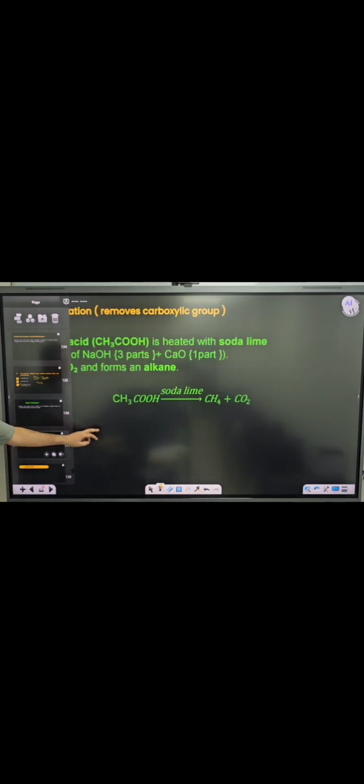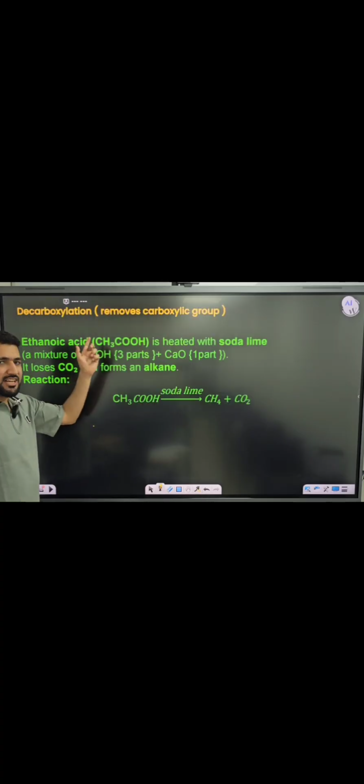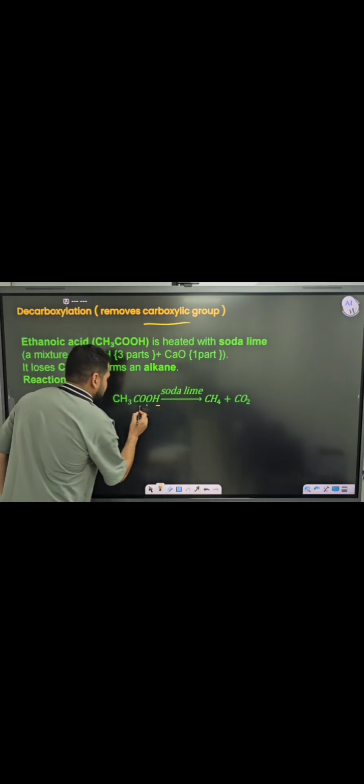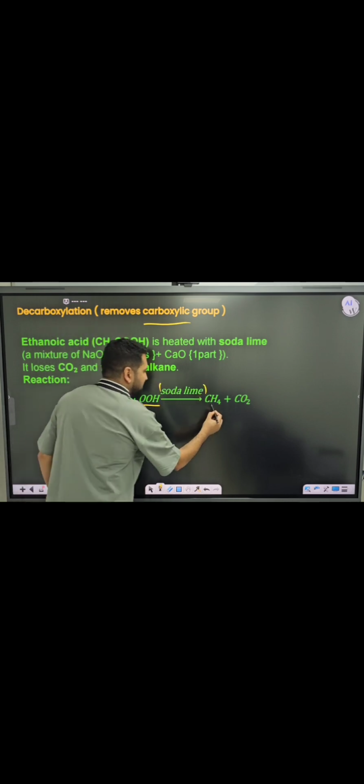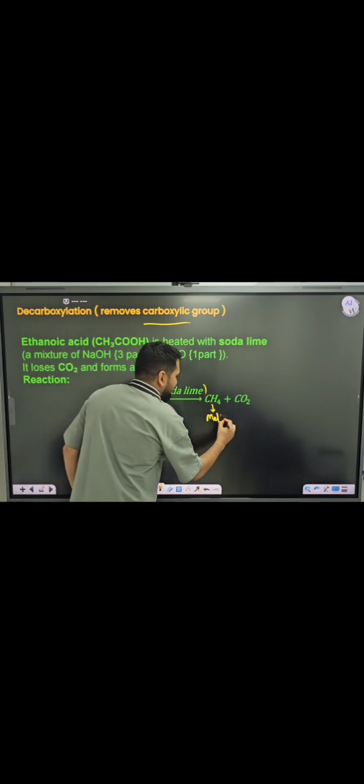There is one more reaction, that is decarboxylation. That removes the carboxylic group, right? What does it mean, guys? Basically, we treat ethanoic acid, CH3COOH, with soda lime. It leads to the formation of methane and carbon dioxide.